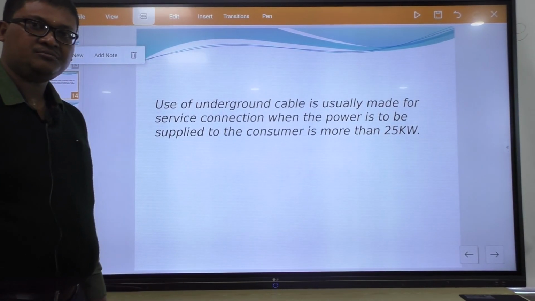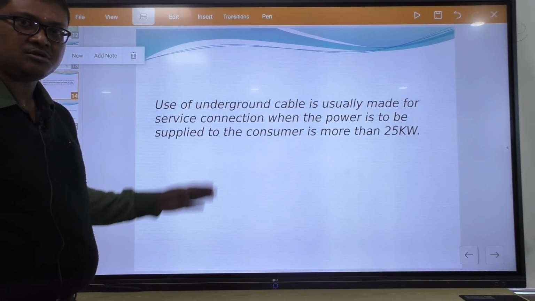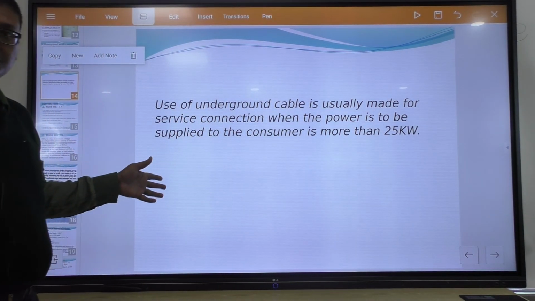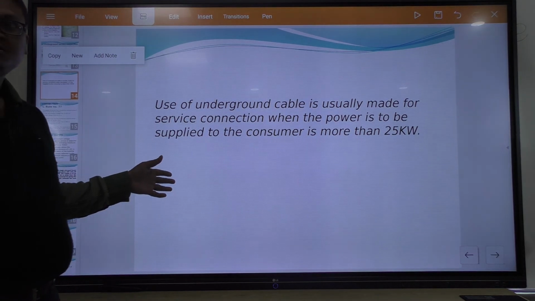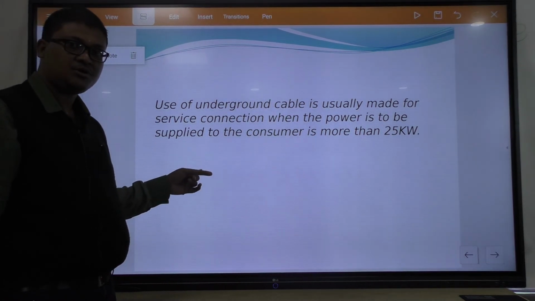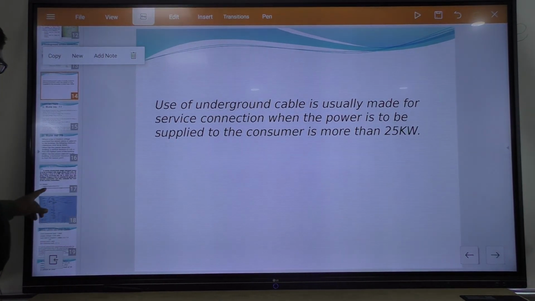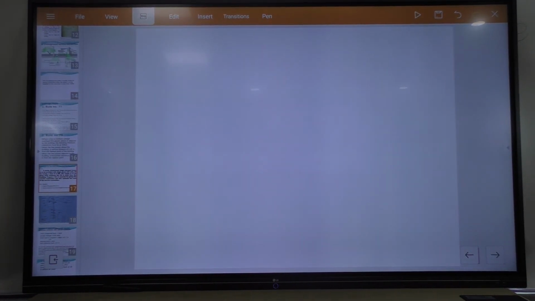So, last class we discussed service connection, that is of two types, overhead and underground. For underground, we have already discussed that the maximum is 25 kilowatt. In this class we will discuss a problem.